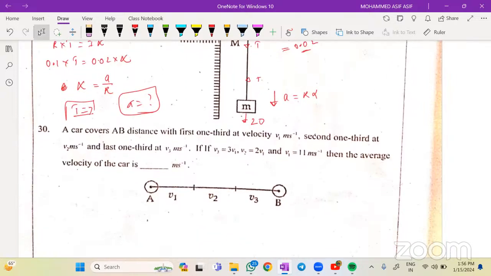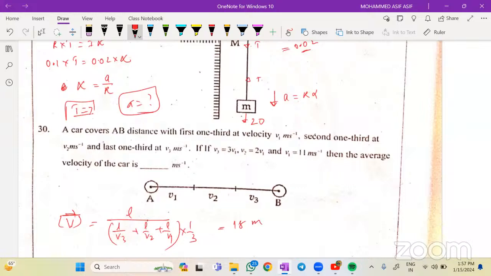Next one. A car covers distance AB with the first 1/3 at a velocity v1, the second 1/3 at a velocity v2, and the last 1/3 at v3. If v3 is equal to 3 times v1, v2 is equal to 2 times v1 and v1 is equal to 11 meter per second, then the average velocity of the car will be equal to how much? So V average is equal to total displacement divided by total time. So it is L divided by (L/V3 plus L/V2 plus L/V1) into 1/3. So simplify it, we'll get around 18 meter per second.